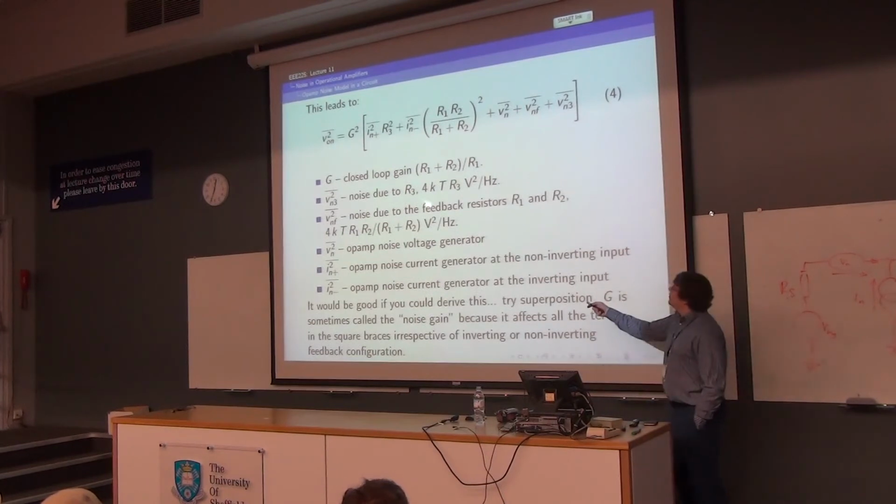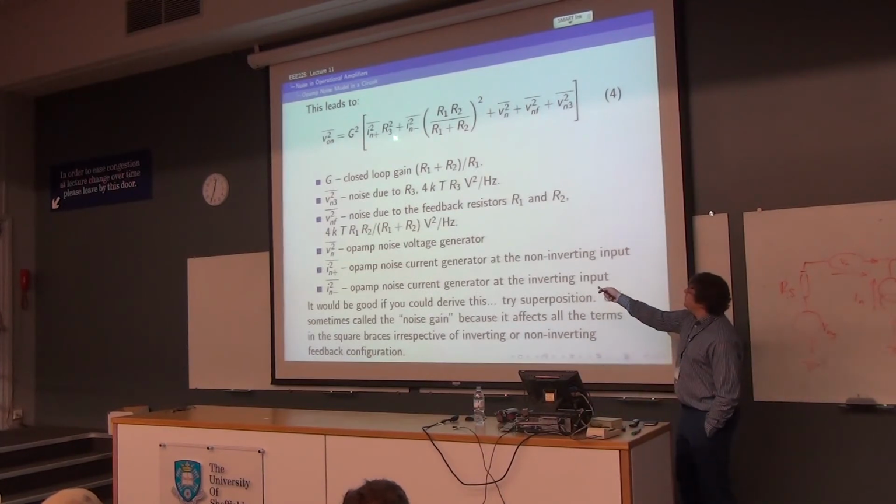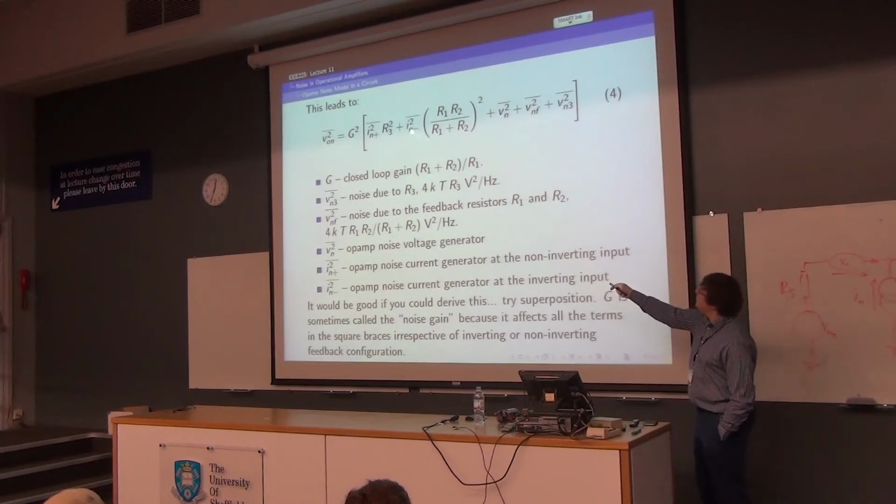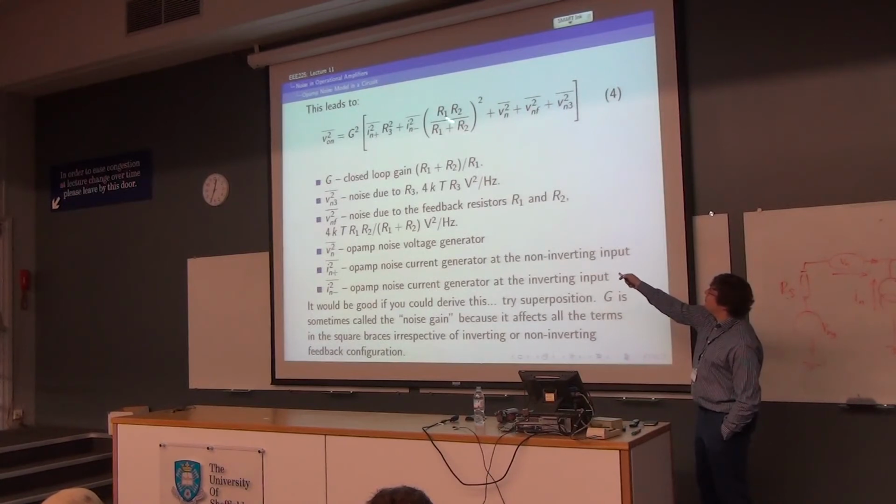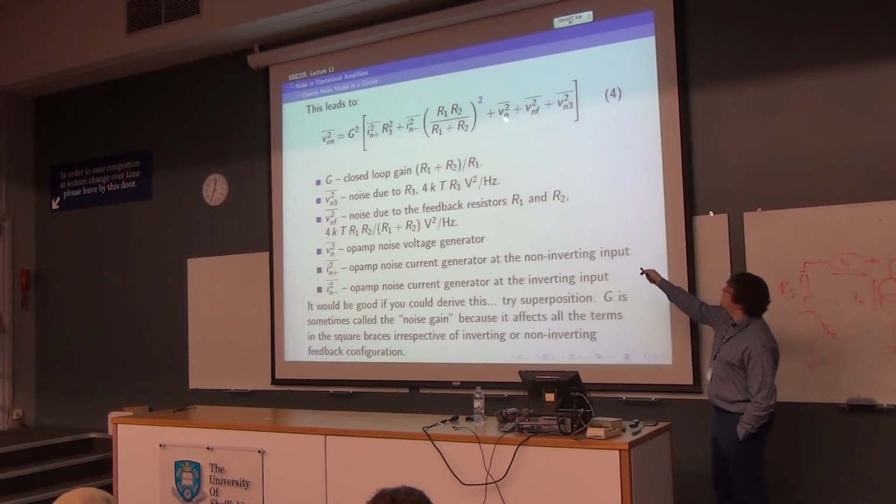And then you would have a term due to IN times R3. So this is the voltage that appears because of IN through R3. And then you've got a term due to the voltage that appears due to IN flowing through the parallel combination of R1, R2, so the parallel combination of that. And then you've got a term of noise that appears due to Vn, the voltage noise.